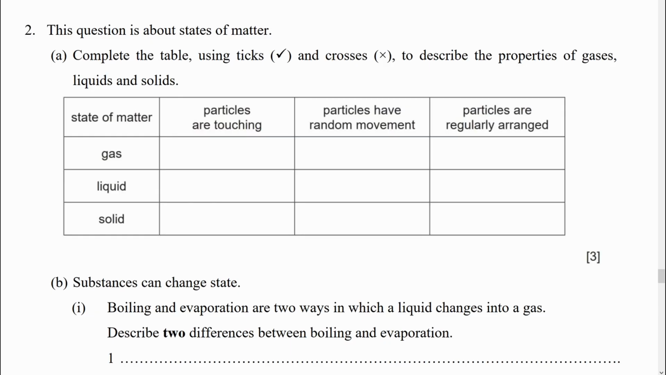Question 2. This question is about states of matter. Complete the table, use ticks and crosses to describe the properties of gases, liquids, and solids. Okay, so the first thing is the particles are touching. Do you think gas particles are touching each other? No, right? So we don't tick this one, we cross it.